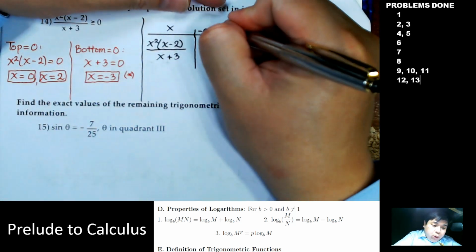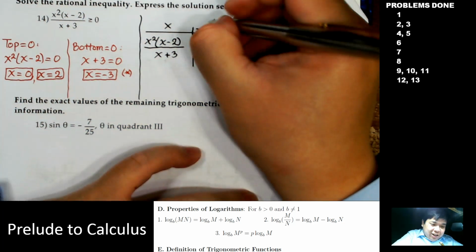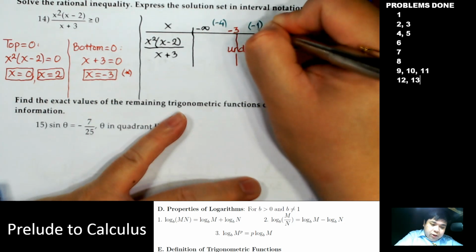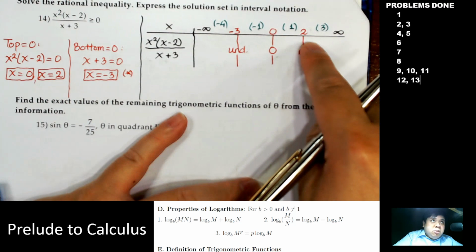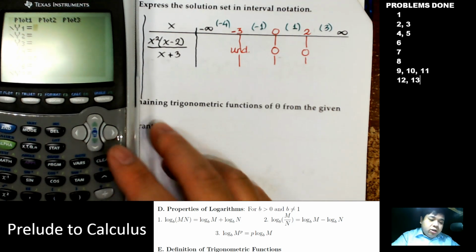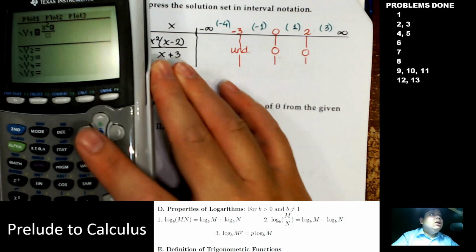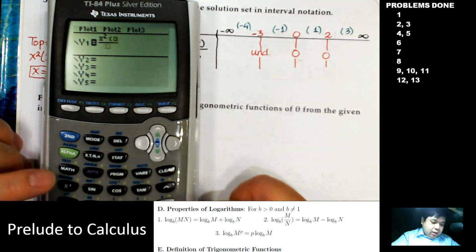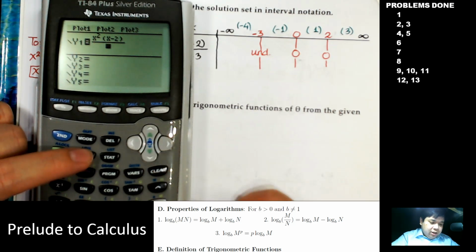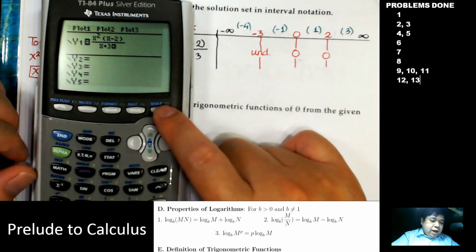Now we just need to know positive or negative. In order to do that, we pick numbers in between each of the intervals. So -4, I'll choose -1, 1 will do, and then 3. I'll put those numbers into this function, x squared, x minus 2 over x plus 3, right? And then we can go to the second graph.